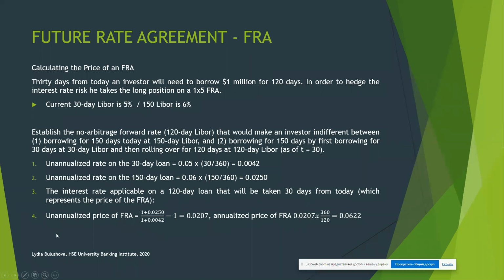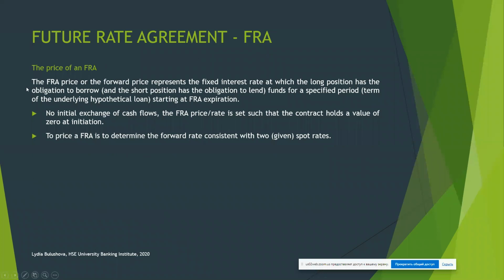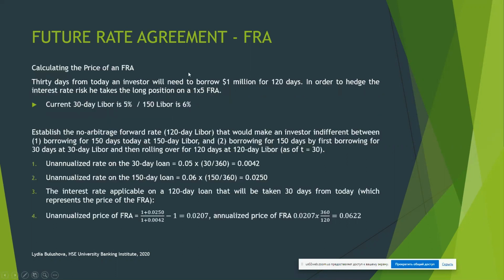What do we have here? Price of FRA contract. Do you remember that the price of FRA contract is the fixed interest rate? Okay, so we have to derive a fixed interest rate from this massive thing. What do we do? We annualize the rate on the 30-day loan. This is the rate.